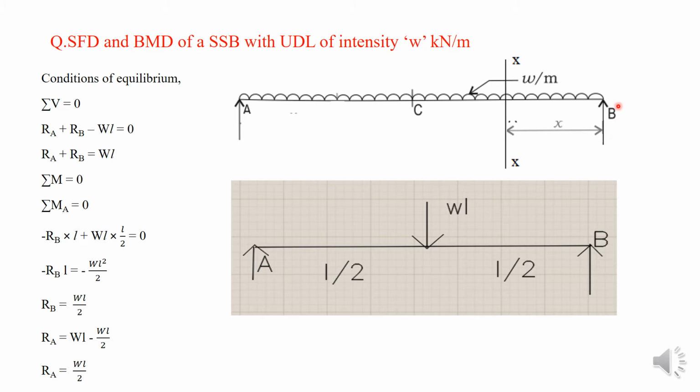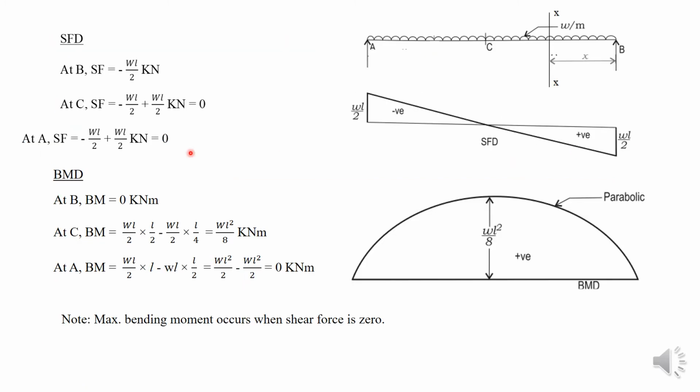Now see the shear force at XX. Here, by looking to the right hand side, you can see an upward reaction RB and a downward force of W into H. So RB's value, which is WL by 2, so the shear force at XX will be minus WL by 2 plus WH. So at C, the value will be minus WH by 2 minus WL by 2 plus W into L by 2, and that is equal to 0.